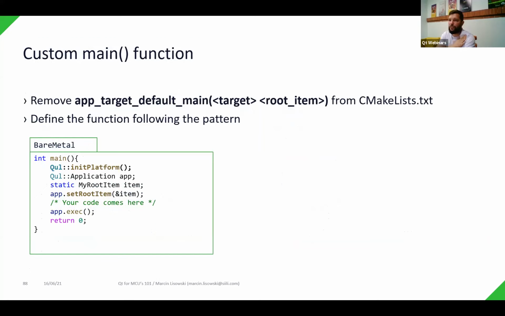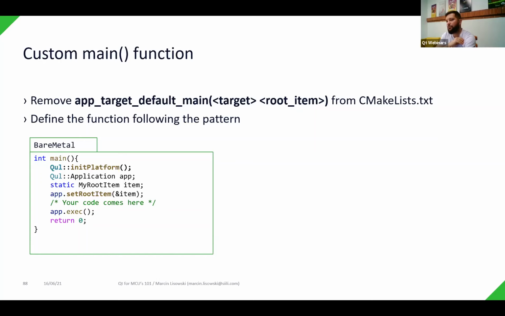Custom main function, well, it's also possible to do this. We are currently using in our application the app target default main, which provides you the most common and default implementation for the main function. If you are going to define your own, you just have to remove that call from the CMake, and define your own following the pattern that is currently on the screen.